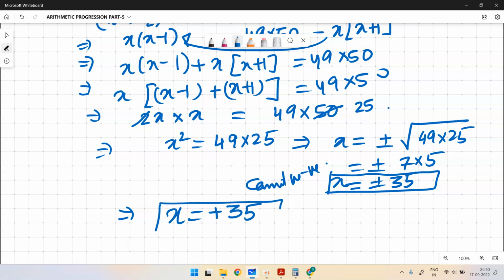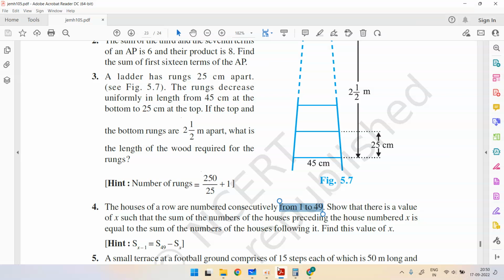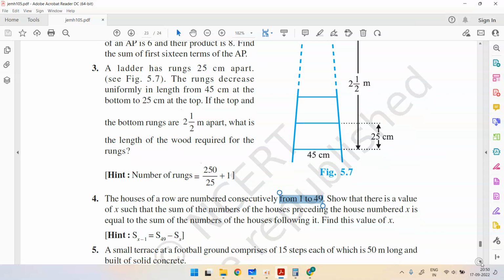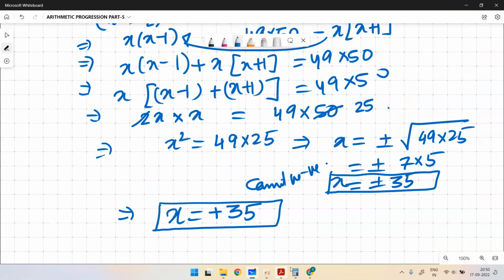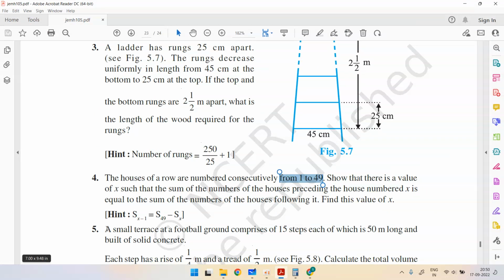So up to the 35th house, the sum preceding 35, that is 1 plus 2 plus 3 up to 34, is equal to the sum of the 36th to 49th houses. So the value of x is 35, which is the answer. So this is the fifth question.